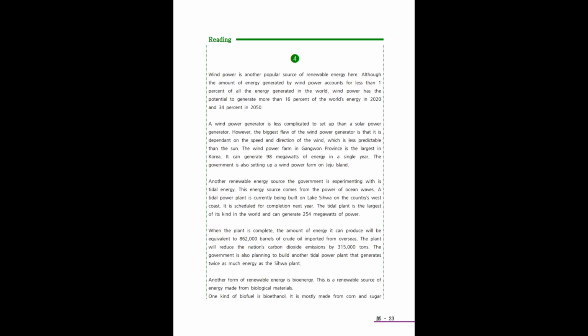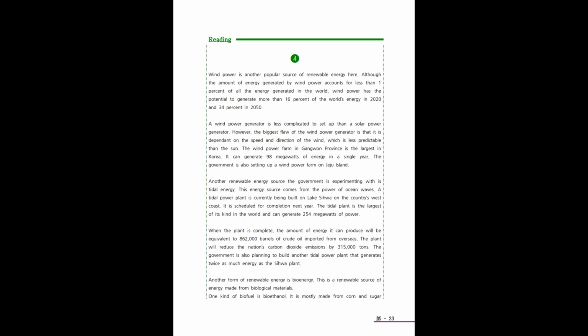However, the biggest flaw of the wind power generator is that it is dependent on the speed and direction of the wind, which is less predictable than the sun. The wind power farm in Gangwon province is the largest in Korea. It can generate 98 megawatts of energy in a single year. The government is also setting up a wind power farm on Jeju Island.